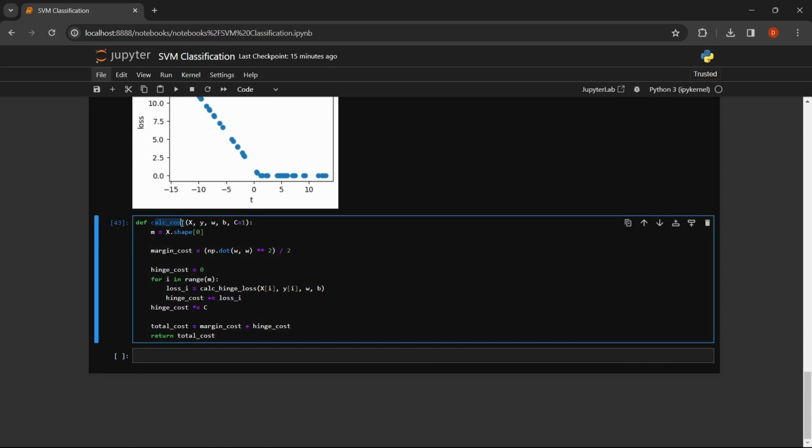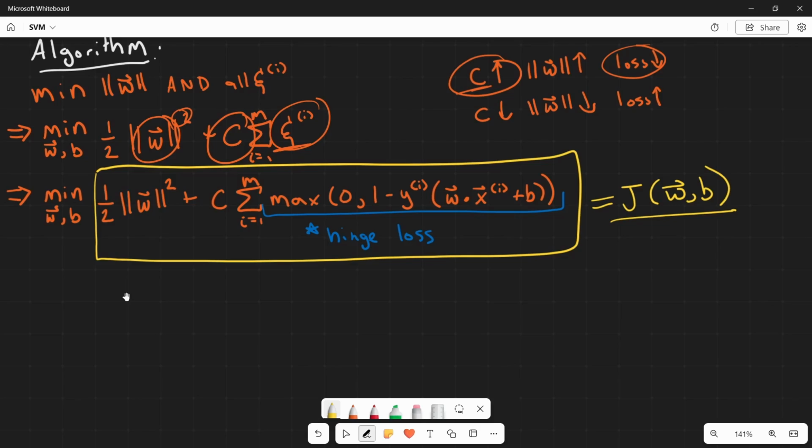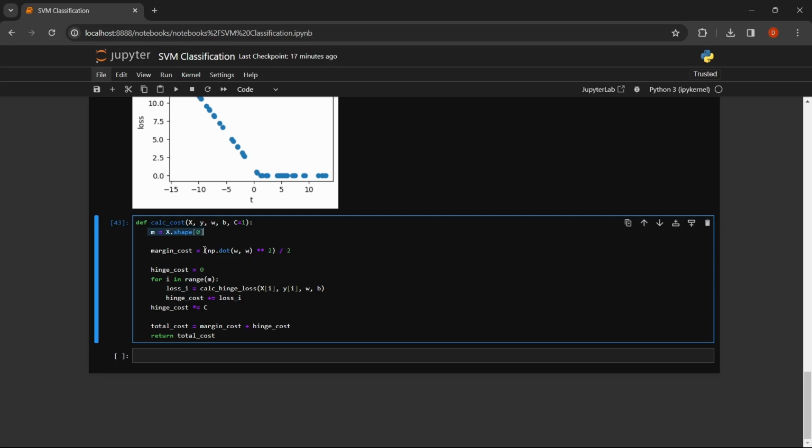Alright, so in this cost function, we're passing in x, y, weight and bias, and then c, which is our regularization term. And in this function, we're going to iterate over all m training examples. In the first step, we're calculating the cost for our margin, and that's going to be using this 1/2 times the magnitude of our w vector squared, which can be represented in this first line right here. So if we wanted to get the magnitude of our w vector squared, that would be in this parentheses right here. And then we want to multiply it by 1/2 or divide it by 2.